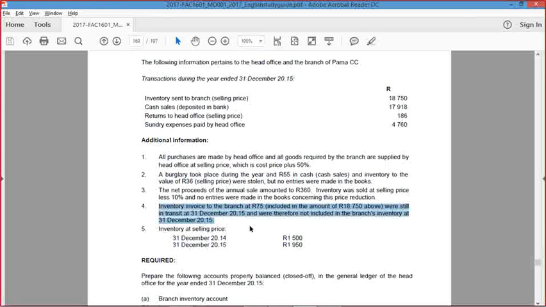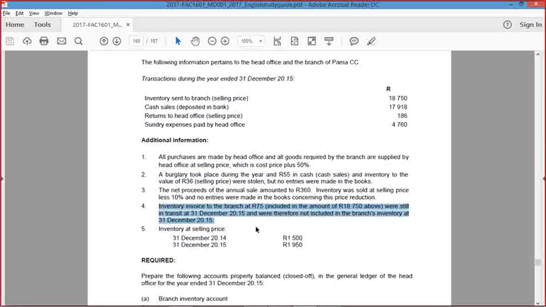Inventory was sold at selling price. No entry was made for the price reduction. So only the price reduction. If they said you didn't capture the sale, then you would capture everything. Oh, I see. Because I wanted to record at 360. No, you can't, because it was recorded. Just be careful with the question.